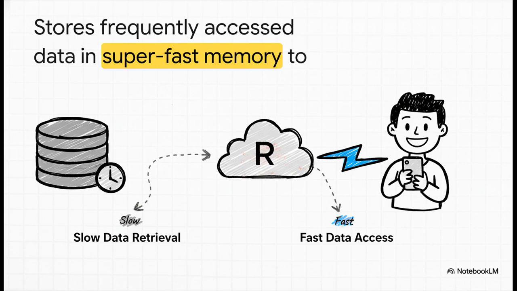You take your frequently accessed data from a slower main database and you stick it in Redis's super-fast memory. The result? Your applications can serve users in milliseconds. It's what makes websites and apps feel incredibly snappy and responsive.